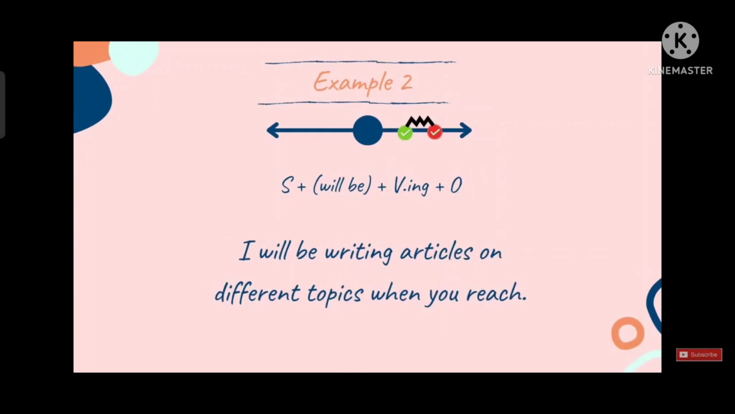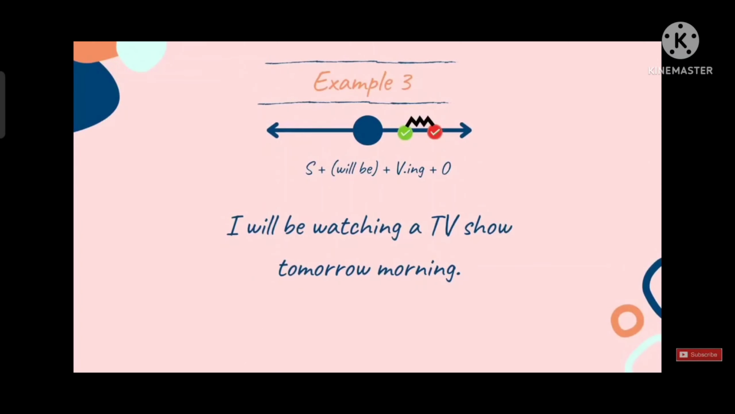Now, let's look into the next example. I will be writing articles on different topics by the time you reach. As the activity of writing articles will be ongoing until another activity of you reaching occurs, we have used future continuous tense here. Notice the structure and timeline carefully in this sentence. Let's look into next example. I will be watching a TV show tomorrow morning. As the activity will be a continuous activity of watching a TV, we have used future continuous tense here. Notice the structure and timeline carefully in this sentence.